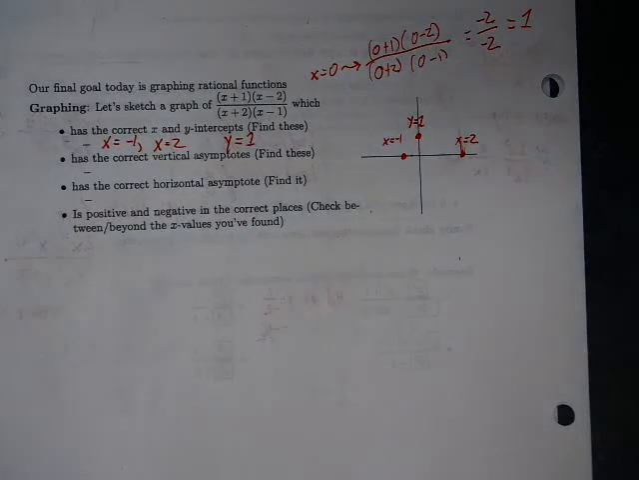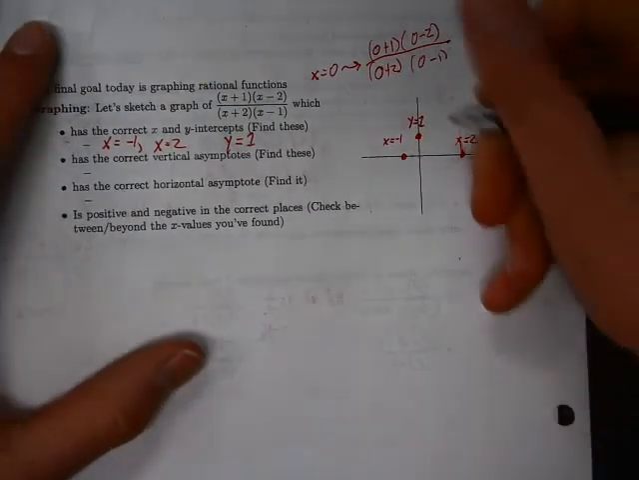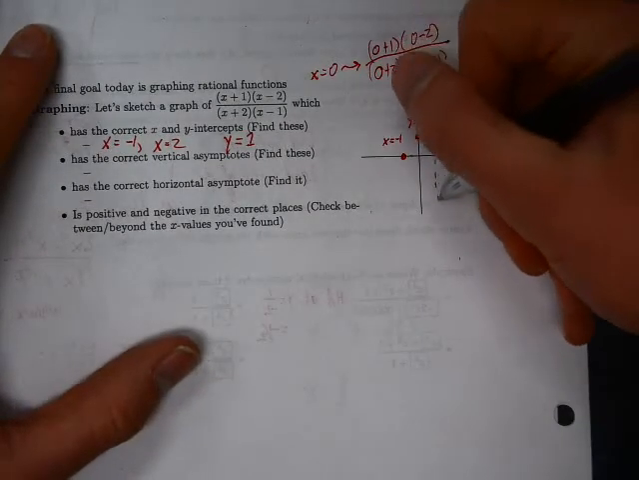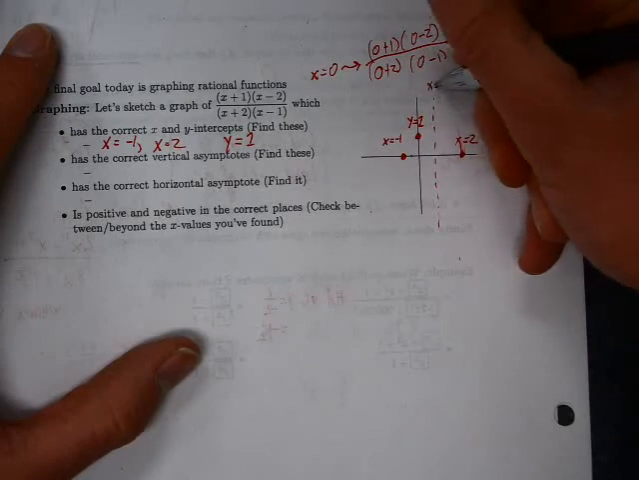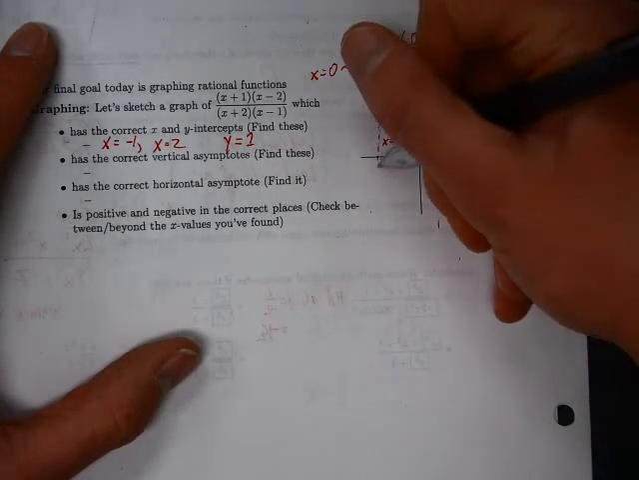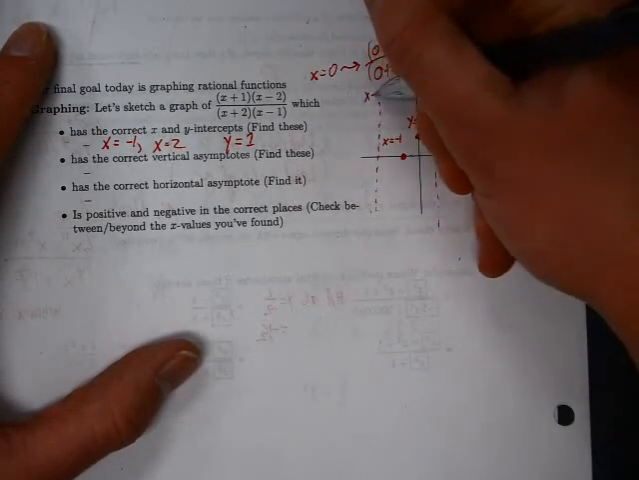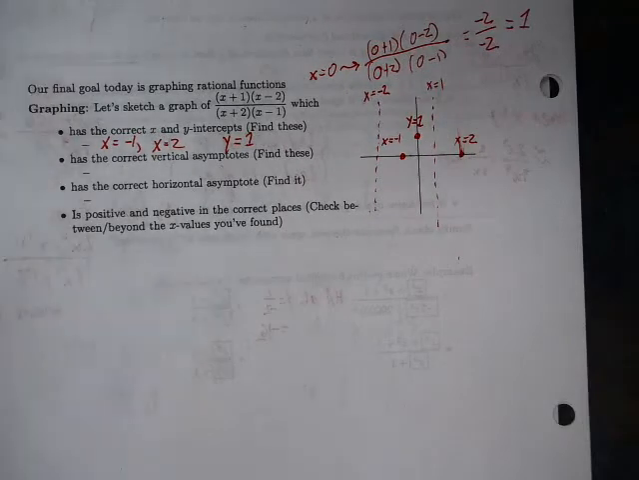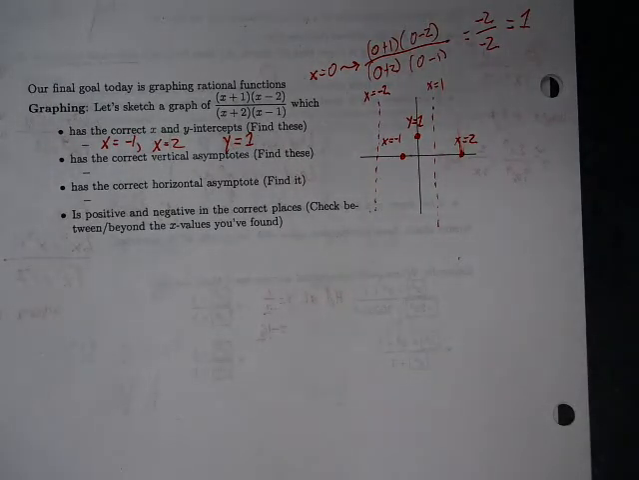So far, so good. Let's find next the vertical asymptotes. Where are the vertical asymptotes in this function? Negative 2 and 1. Because you set the denominator equal to 0. And that's super easy to do because it's already factored. x equals 1, x equals negative 2. So far, so good?